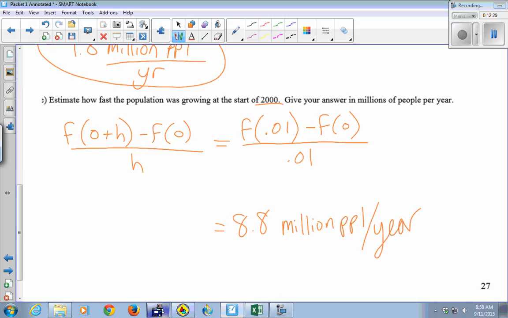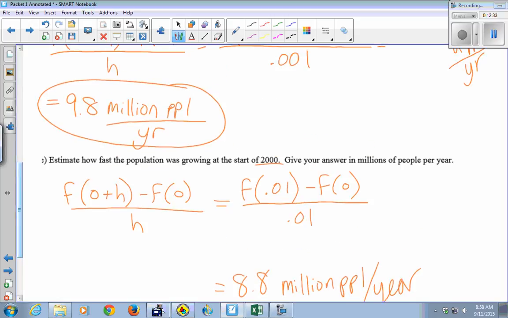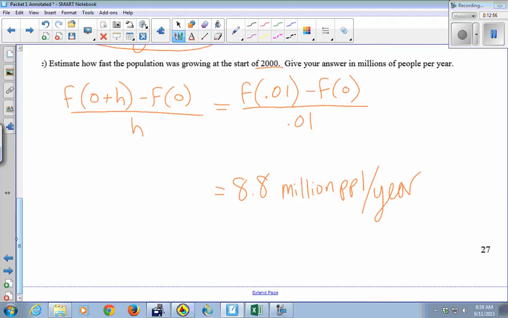So you can see that from 2000 to 2015, the rate of change increased, right? Went from 8.8 million people per year to 9.8 million people per year. That's a hallmark of a concave up function, right? Which exponential growth is. When you're concave up, your rate of change is getting bigger and bigger and bigger. The rate of change of your rate of change.